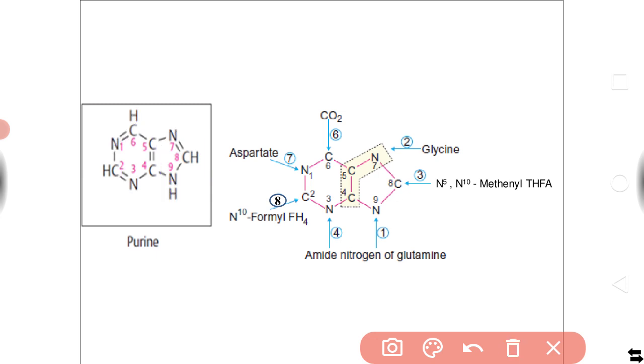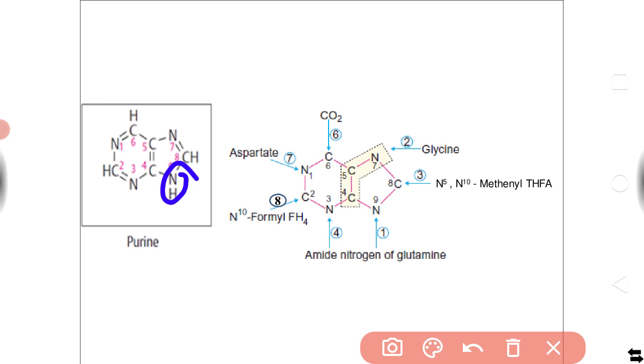And out of these two rings, the first formed ring is the second ring, or the imidazole ring. So in the second ring, the first formed atom is N9. This is because purine is built upon ribose 5-phosphate to form a purine nucleotide, and N9 is the atom that is attached to ribose 5-phosphate by a beta N glycosidic bond. Therefore, the first formed atom in a purine ring is N9. So the first synthesized atom is N9 and the first formed ring is this imidazole ring.